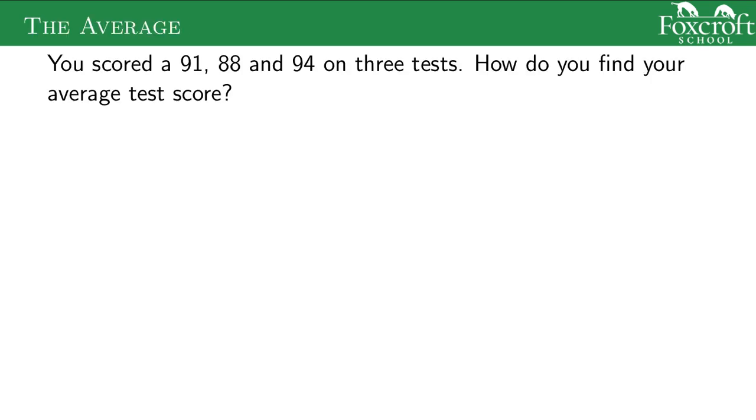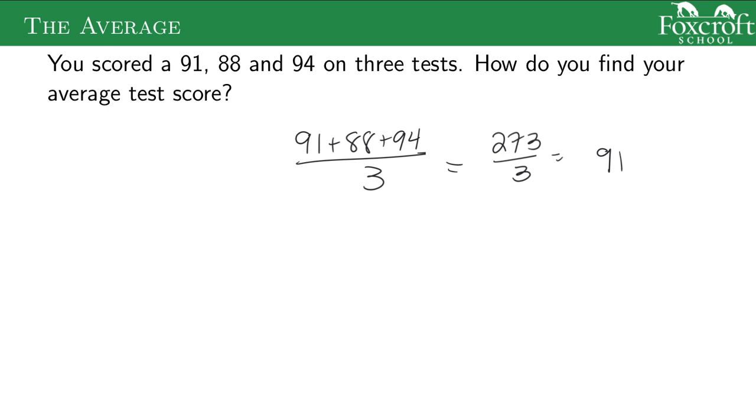If you scored these 3 scores on 3 different tests, how would you find the average? To find an average of something, you add up the numbers and you divide by the total number of things you added. So if you did this, 91 plus 88 plus 94, you get 273 divided by 3, and you get that your average is a 91. Right, your average score is a 91%, and that kind of levels off all the other ups and downs.